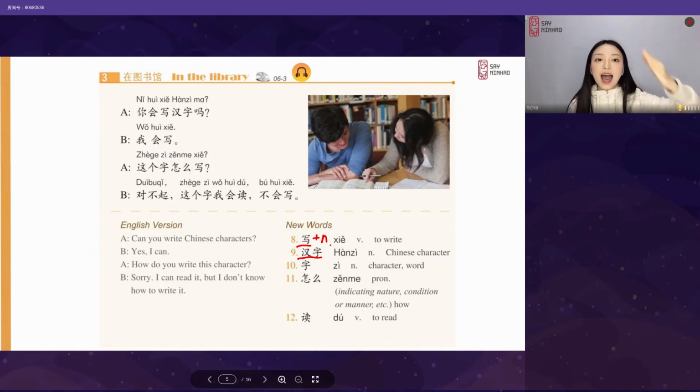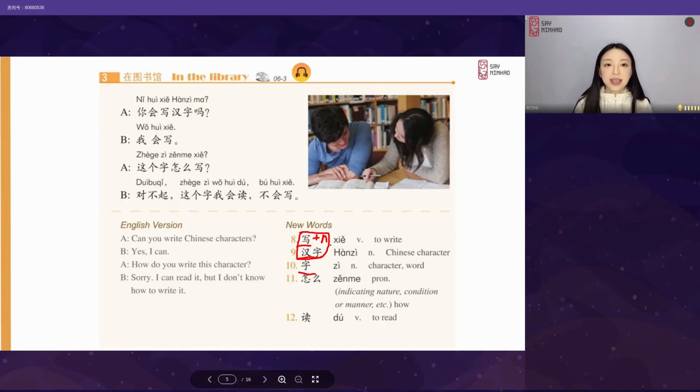汉字. It means Chinese character. And Chinese language is 汉语, not 字汉语. So as we can see 字 actually means character, which is the third new word. 字 means character, word. 汉字, 字. Okay, now try to say write Chinese character. Write Chinese character is 写汉字. Okay.